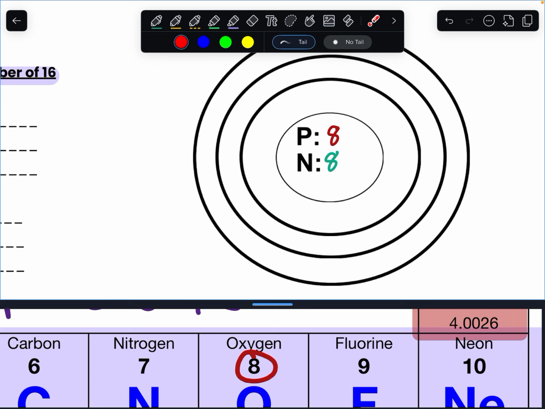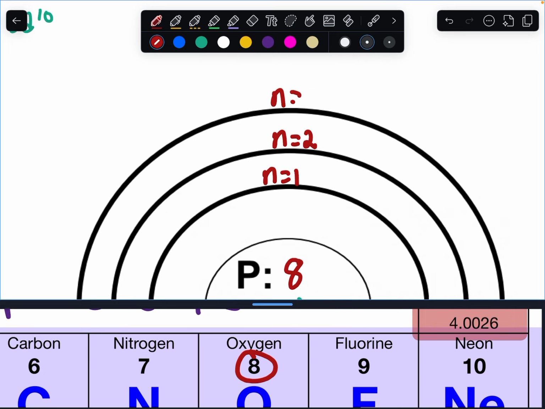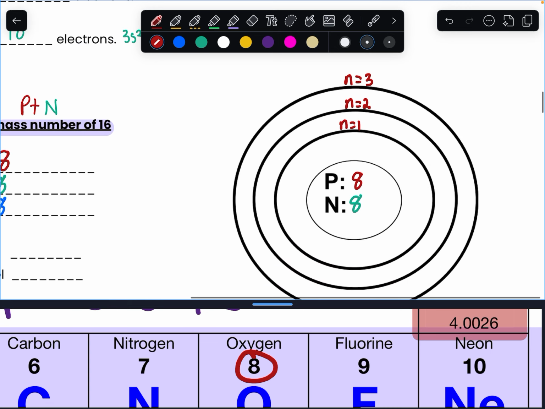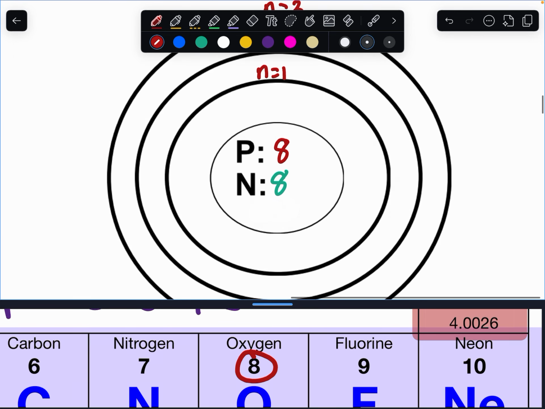This inner circle, the very inner part, is our nucleus, because that contains our protons and neutrons. Outside the nucleus, these darker rings are our energy levels. This is energy level 1, energy level 2 is the second dark circle, and energy level 3 is the third. What you should notice is that these energy levels get progressively bigger the farther you go out from the nucleus, which makes sense as our capacities for the number of electrons also go up.